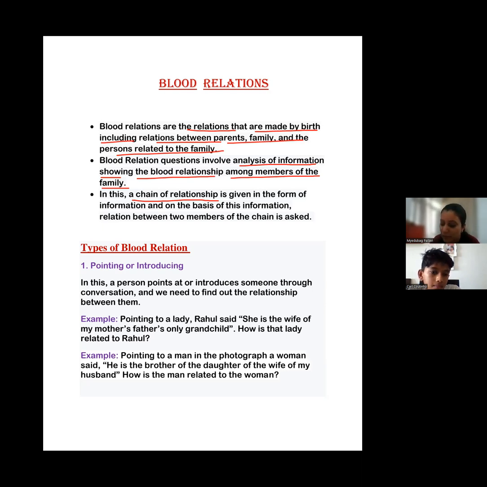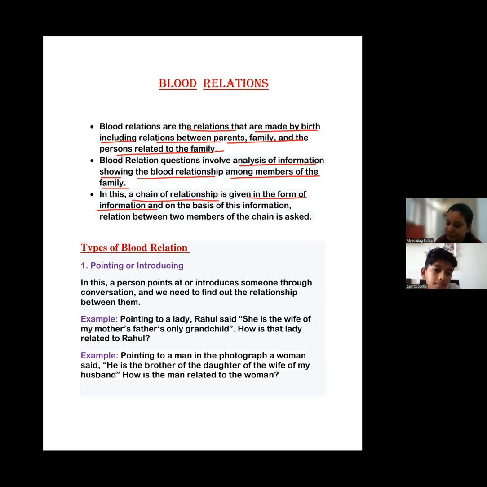So how is this chain of information given? It's like they'll say that A is the brother of B, then B is the sister of C, C is the mother of D, like that. A chain of information will be given, denoting all the relationships between those members. Then at the end, they'll ask for a relationship, like tell what is the relationship between A and D. So what do we have to do? We basically have to make a family tree in this.